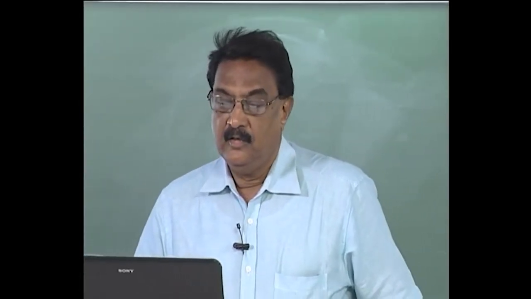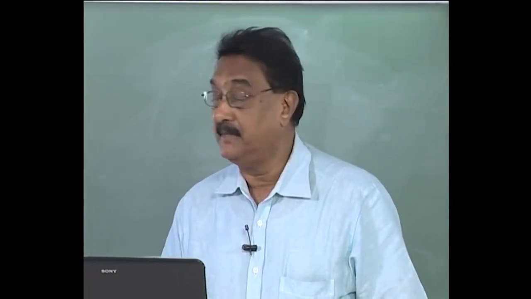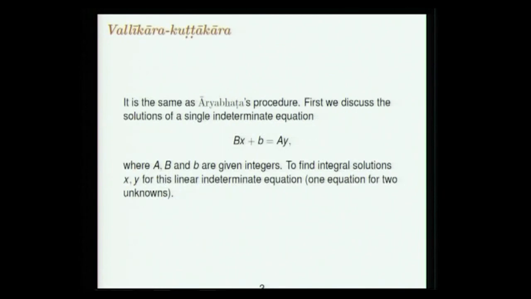Okay. So the second lecture on Ganitasarasangraha of Mahavira, the outline is something like this. First, I will be discussing this linear indeterminate equation, or Vallikara Kuttakara as it is called here. Then two and more simultaneous indeterminate equations, and there are other kinds of indeterminate equations. Then what is known as Vichitra Kuttakara, truthful and untruthful statements. Then sums of progressions of various types, and variable velocity problems. This is broadly the outline of this lecture.